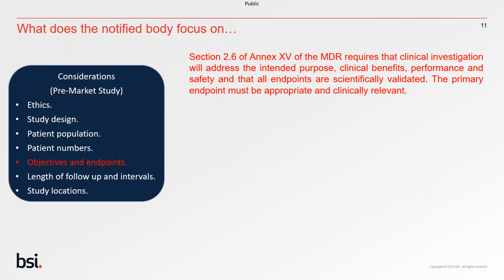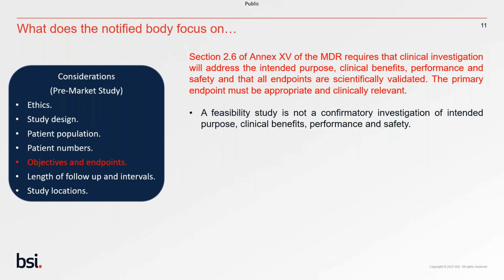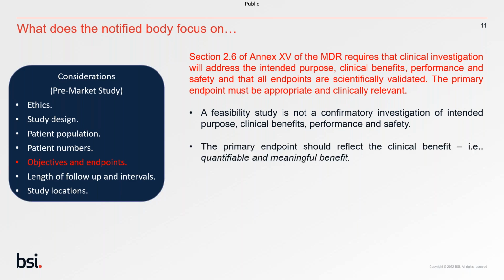The next area is objectives and endpoints, and section 2.6 of Annex 15 requires that clinical investigations will address the intended purpose, clinical benefits, performance and safety, and that all endpoints are scientifically validated. The primary endpoint shall be appropriate and clinically relevant. What we often see at the notified body with submissions is that people get very excited. They get their results from a feasibility study and decide to submit that to the notified body. A feasibility study is not a confirmatory investigation, okay? It doesn't confirm the intended purpose, clinical benefit, performance and safety.